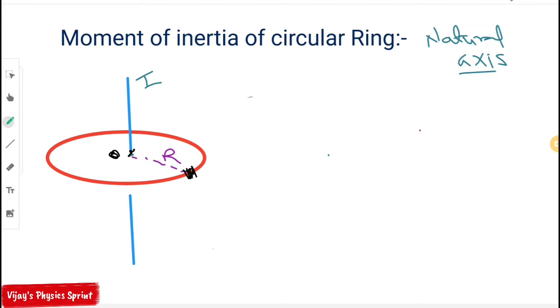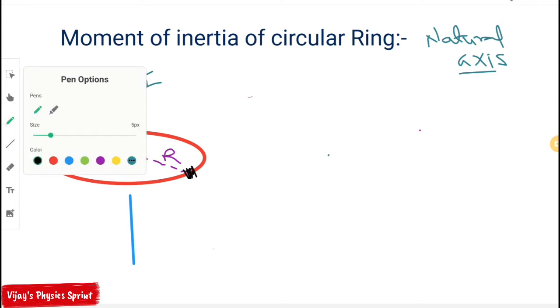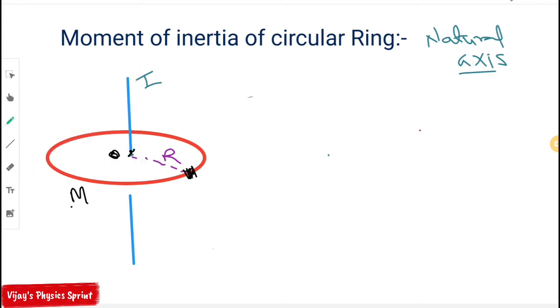Let's consider the mass of the ring as M. M is the total mass of the ring and the radius is given by R. The axis passes through the center O, and about this axis the moment of inertia is taken as I. Now consider a small length element, dr, and its mass is taken as dm, a small portion of the ring.